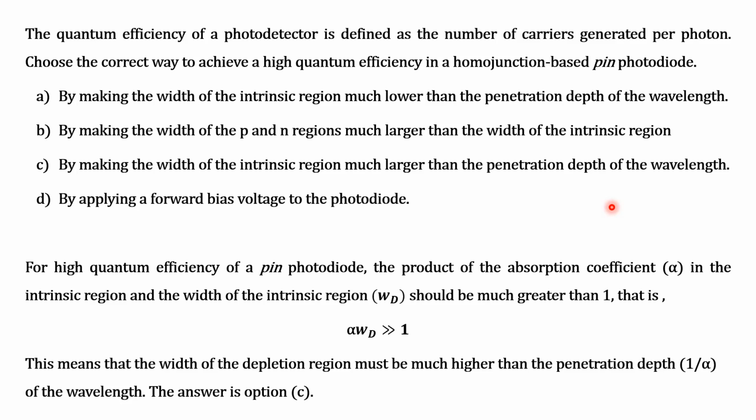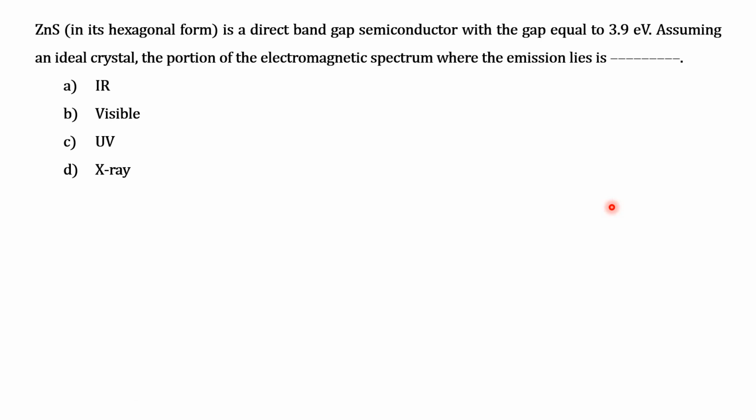Yes, ma'am. So next, ZnS is a direct band gap semiconductor with a band gap equal to 3.9 electron volt. Assuming an ideal crystal with no trap state, that is what is meant by an ideal crystal, the portion of the electromagnetic spectrum where the emission lies is dash.